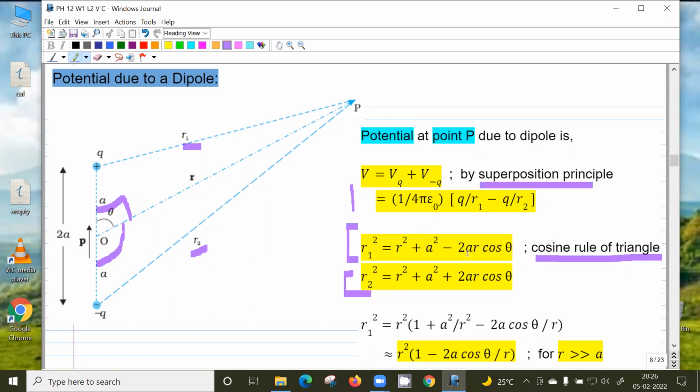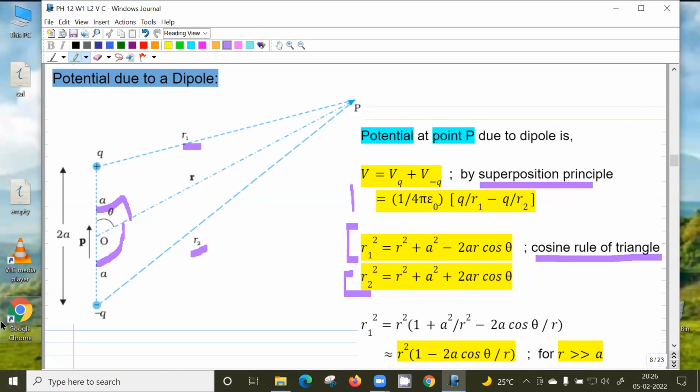We will have a minus sign, but in the second triangle, the angle is 180 minus theta, and cos of 180 minus theta is minus cos theta. So that minus will cancel this minus and become plus. From the figure also you can see R2 should be more than R1, because R2 is more inclined. R2 is plus and R1 is minus.